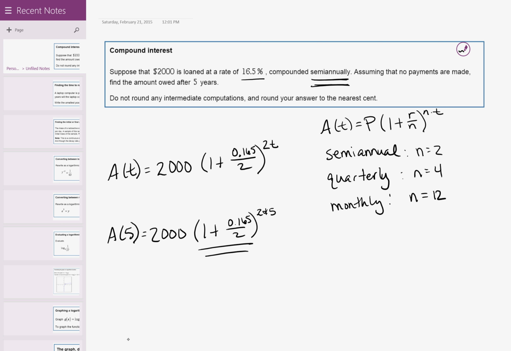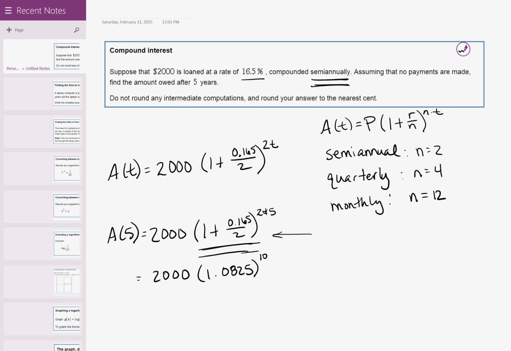And you could simplify this. You could make that 1.0825 to the 10, whichever way is more comfortable for you when you're handling your calculator. You can simplify the formula in intermediate steps, but don't round anything in your intermediate steps. So if your simplification needs to be rounded, if it's a non-terminating decimal, that sort of thing, don't do that. Type in everything just like this using the correct order of operations.